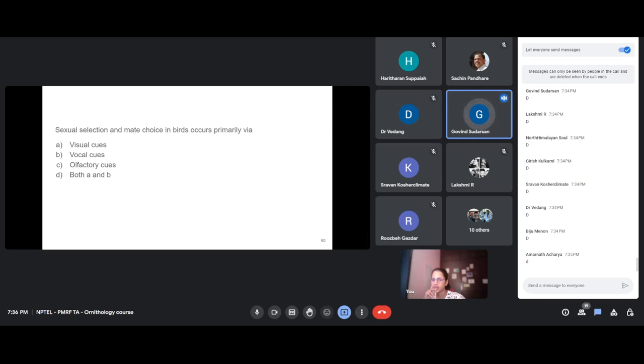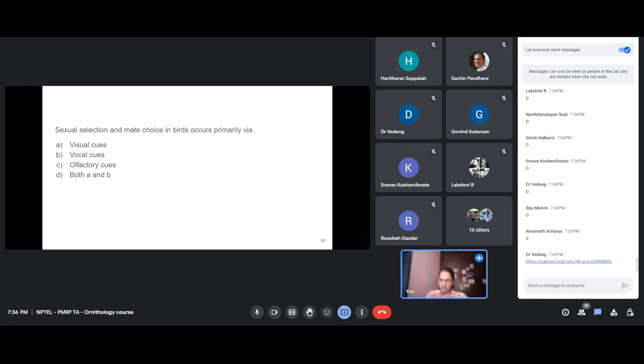But I'm wondering, since they have a great sense of smell, they may also use olfactory cues unlike other birds. Okay, so let's just go with this hypothetical situation. If they have good olfactory cues, how does sexual selection come into play?